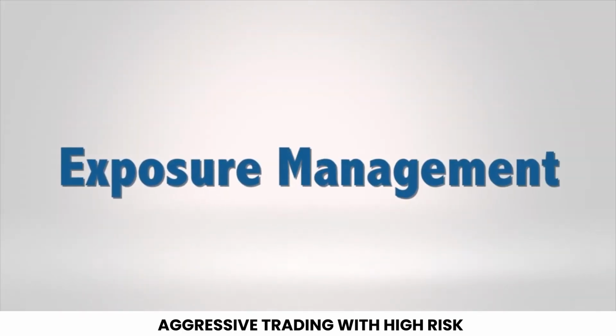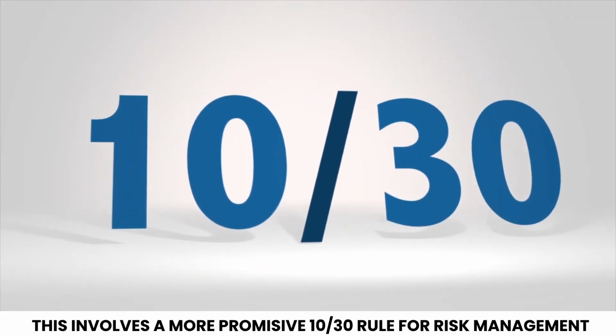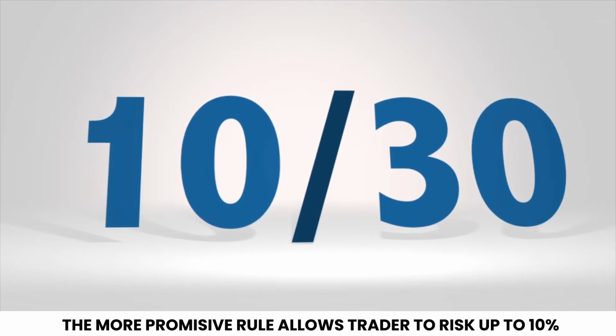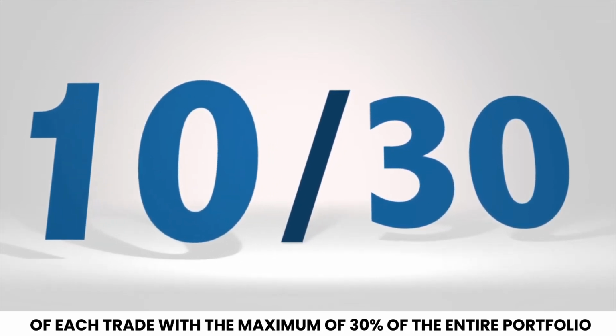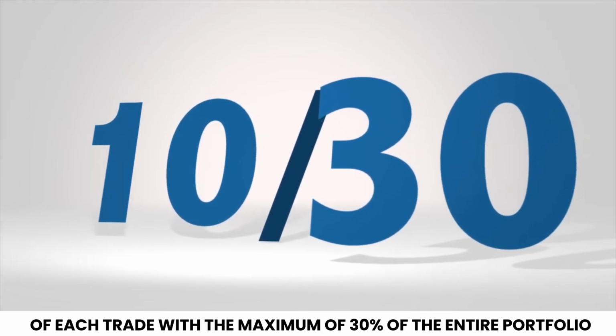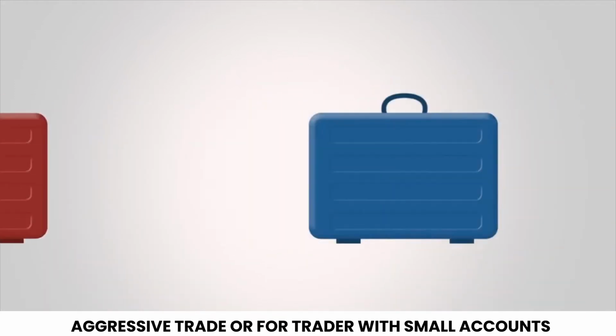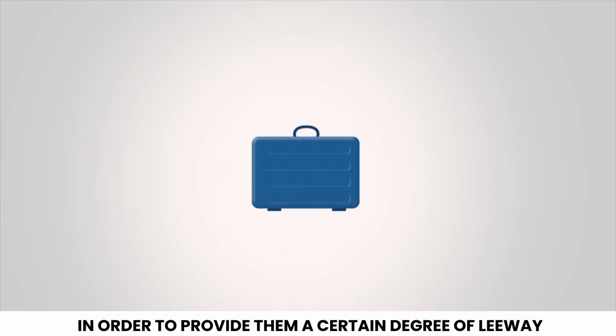Aggressive trading with high risk. This involves the more permissive 10-30 rule for risk management. The more permissive rule allows the trader to risk up to 10% on each trade with a maximum of 30% of the entire portfolio. This rule is intended for traders who prefer aggressive trades or for traders with small accounts in order to provide them a certain degree of maneuvering room.